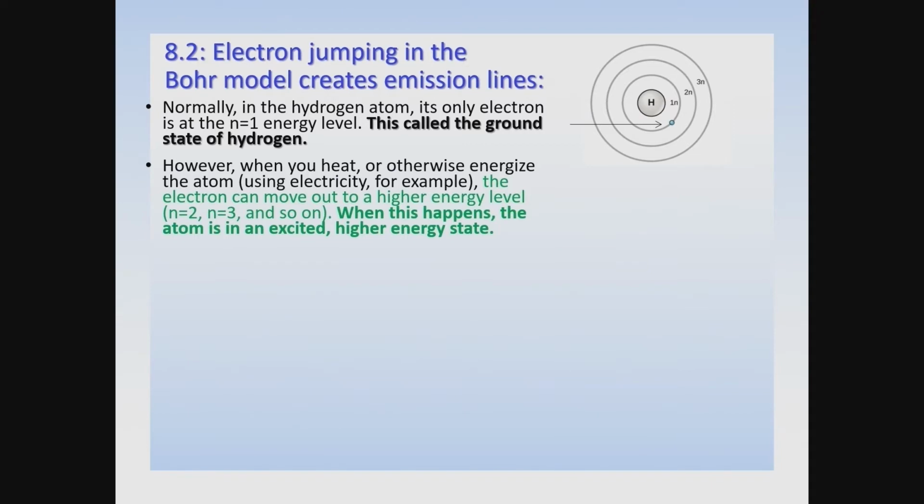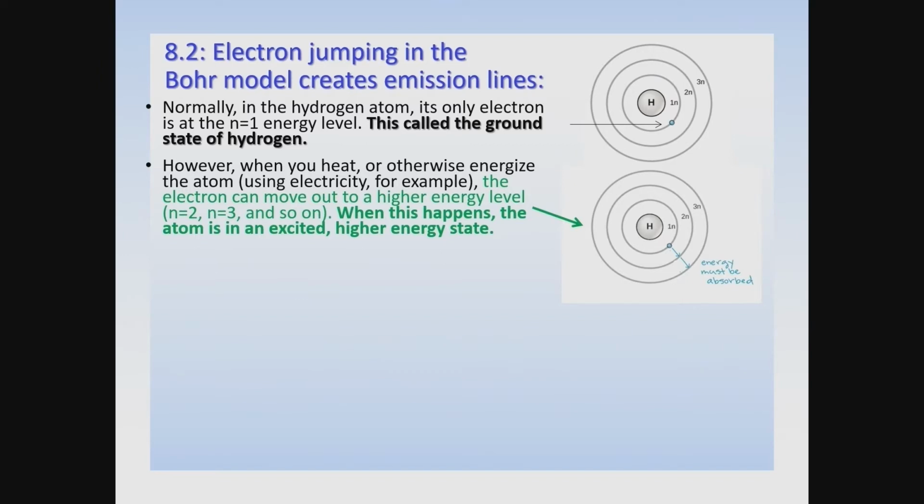So let's say we stuck this hydrogen atom into a glass tube and we hit it with a lot of electricity. What could happen? One of the things that could happen is that the electron can leave the first energy level and go out to a higher energy level where it'll have more energy. So in this example, we have the electron being sent out from the first energy level, or orbital number 1, to the third energy level, which is orbital number 3.